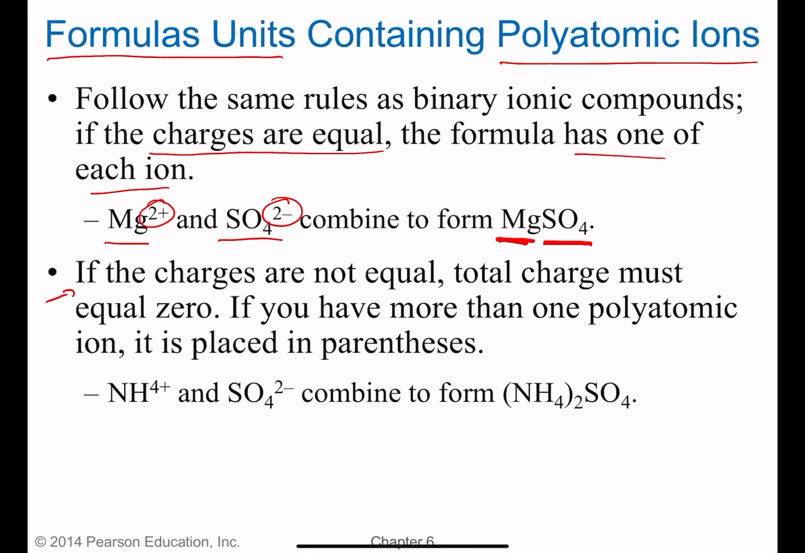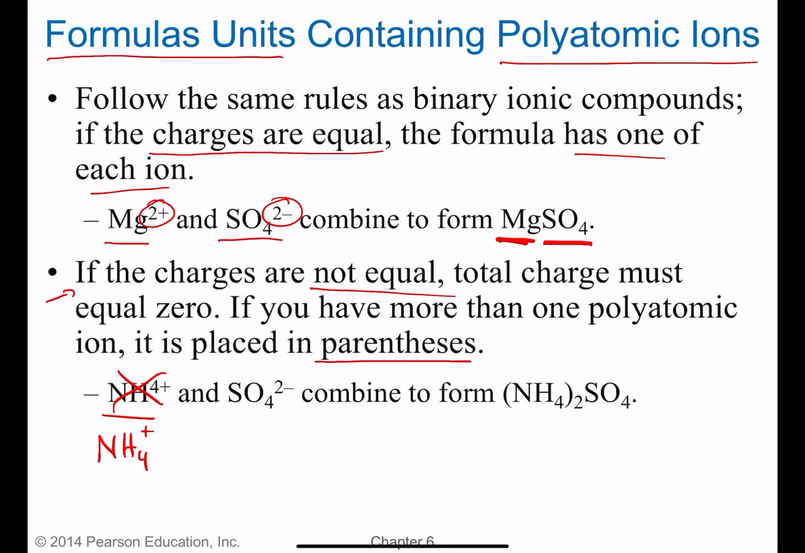If the charges are not equal, then the total charge has to equal 0, same as before. And one thing that we're going to do is use parentheses if we need more than one of the polyatomic. So here's an example where we've got 2 polyatomics, and that's fine too. So NH4, and this is actually written incorrectly. I should fix this. It's NH, the 4 is a subscript and the plus is a superscript. But ammonium, NH4 plus, and sulfate, SO4 2 minus.